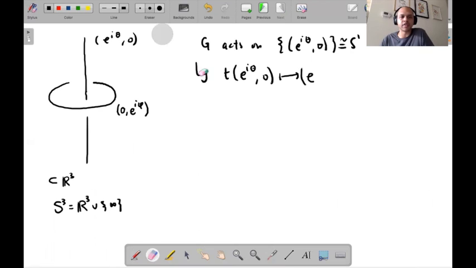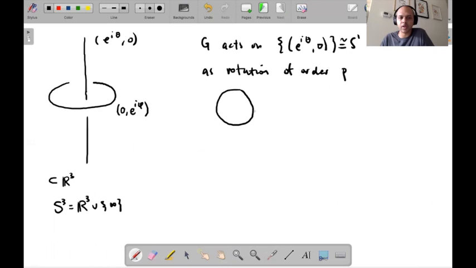Well, okay, yeah, so that's the formula, but let me just say it this way. As a rotation of order p, so the picture, we're thinking in the case when p is equal to 6, the generator T just rotates the circle by 1 notch counterclockwise.